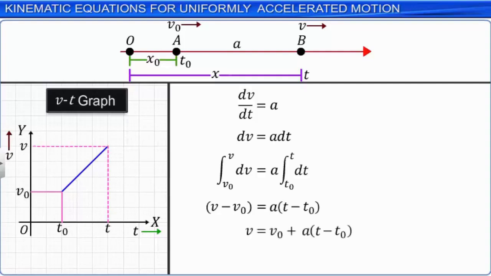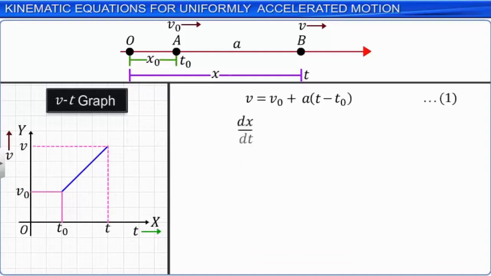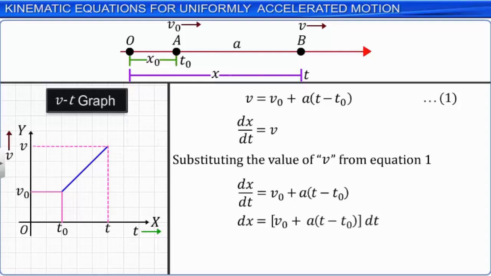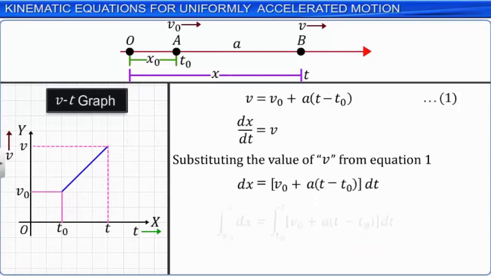We know that dx by dt is equal to v. Substituting this value in equation 1, we get dx by dt is equal to v naught plus a into t minus t naught. By cross-multiplying, we get dx is equal to v naught plus a into t minus t naught, multiplied by dt. Integrating both sides, we get x minus x naught equal to v naught into t minus t naught plus half a into t minus t naught whole square.